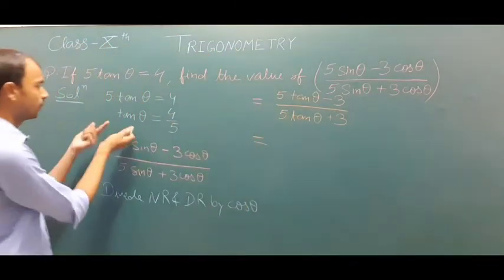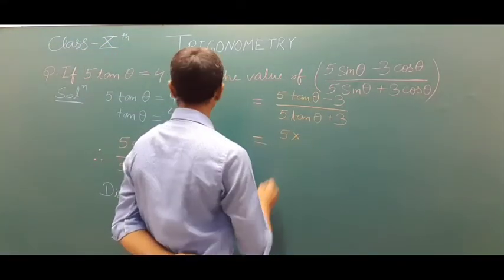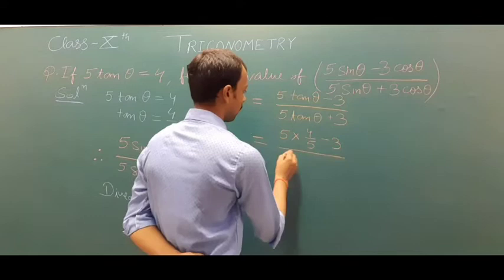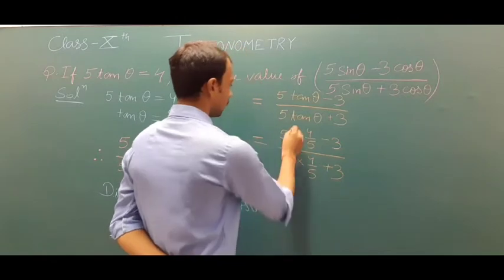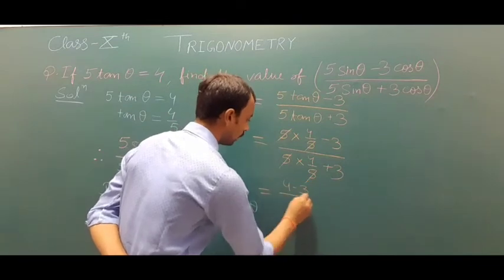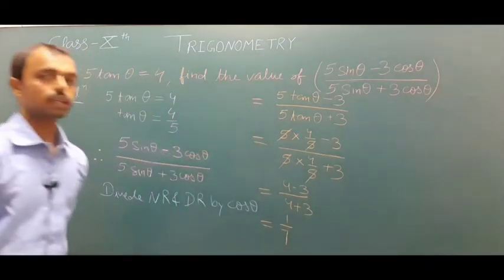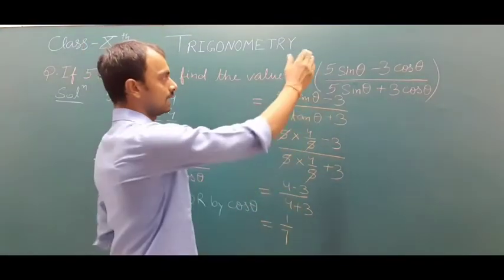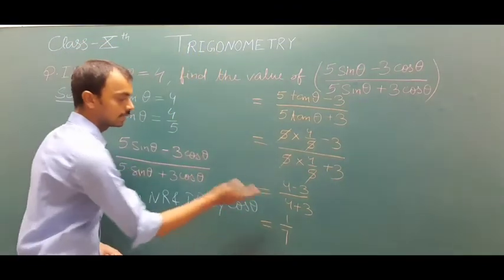Now we have the value of tan theta over here. Okay, so what is the value of tan theta? Value of tan theta is 5 into 4 upon 5 minus 3 upon 5 into 4 upon 5 plus 3. 5 and 5 will get cancelled over here. So what is the value? 4 minus 3 upon 4 plus 3. So the value is 1 upon 7. Okay, this is the value of the asked question, that is 5 sin theta minus 3 cos theta upon 5 sin theta plus 3 cos theta. So we have the value, that is 1 upon 7.